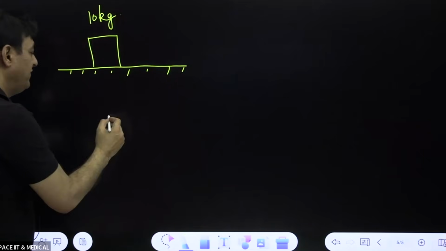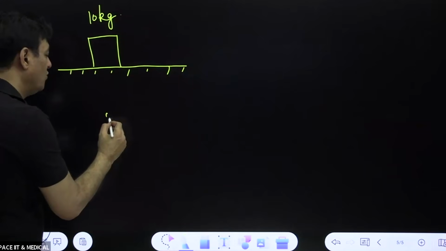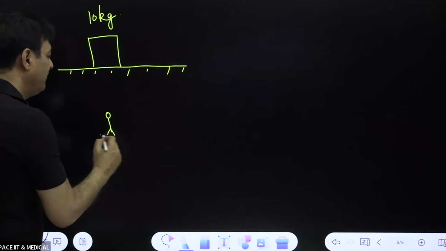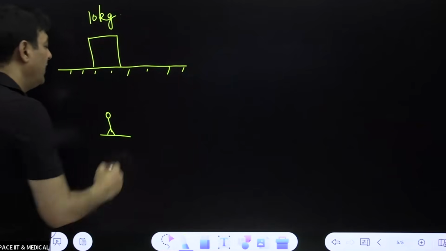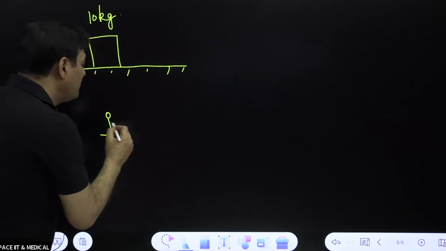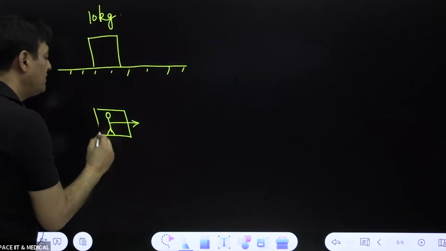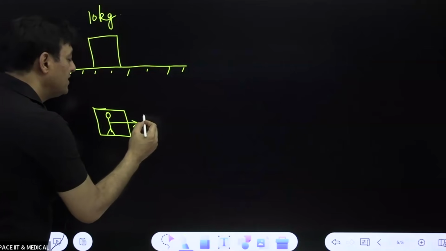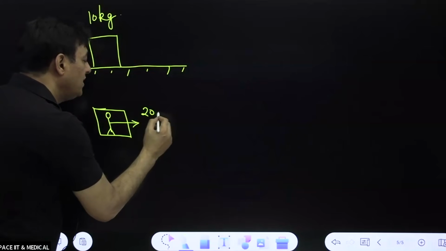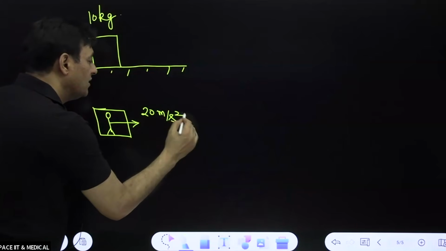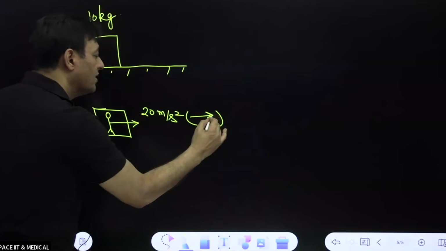Now, if I am on the ground, I feel this. But if I'm moving in a car which has an acceleration, suppose I'm moving in a car which is accelerating, this frame is accelerating with 20 meters per second square in this direction.